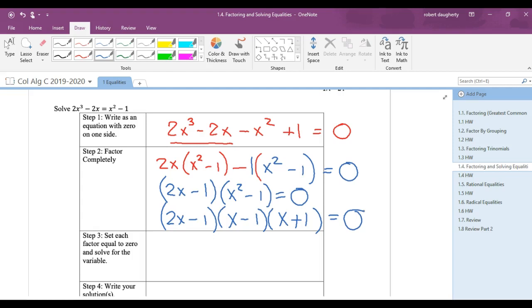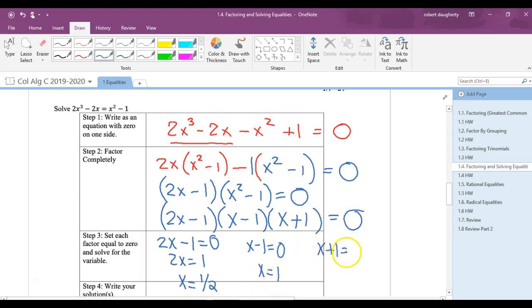So now I've got each factor, so I set each one equal to 0. If 2x minus 1 is equal to 0, that means that 2x has to equal 1. So x has to equal what? 1/2. Okay. If x minus 1 equals 0, that means x equals 1. If x plus 1 equals 0, that means x equals negative 1.